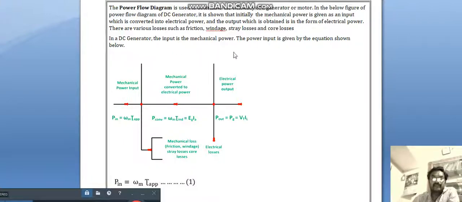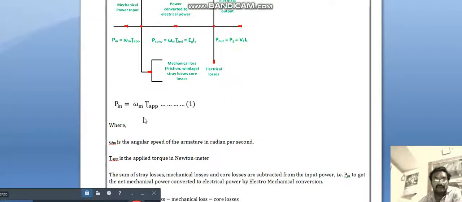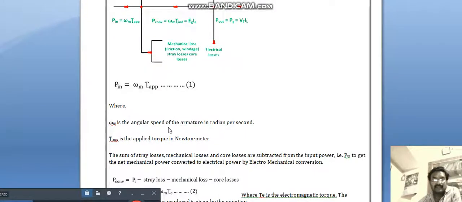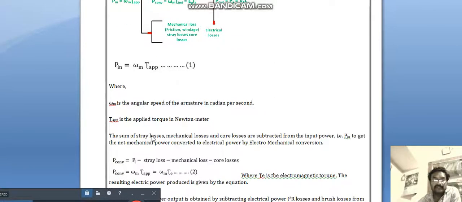In a DC generator, the input mechanical power supply is given by the equation below: P in is equal to omega m T app, where omega m is the angular speed of the armature in radian per second, and T app is the applied torque in Newton meter. The sum of the stray losses, mechanical loss, and core losses are subtracted from the input power, that is P in, to get the net mechanical power converted to electrical power by electromechanical conversion.